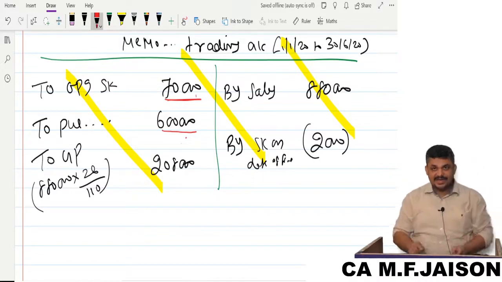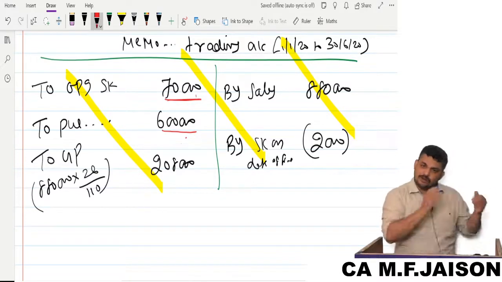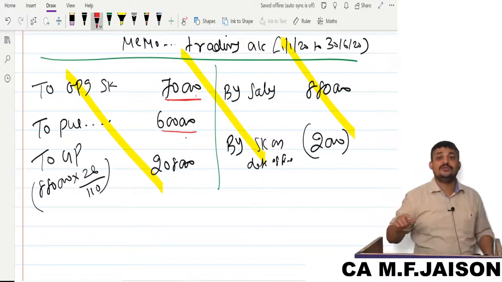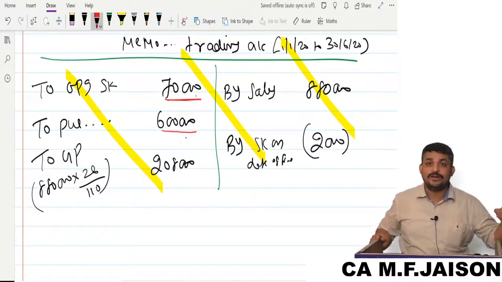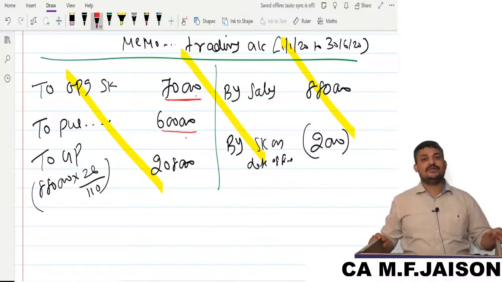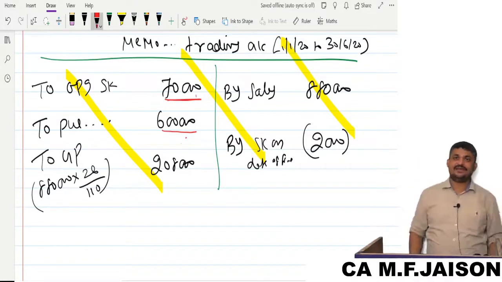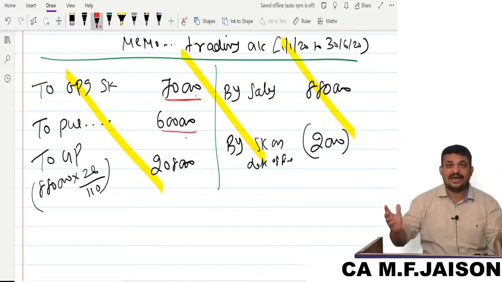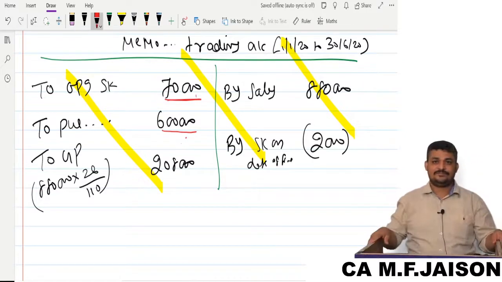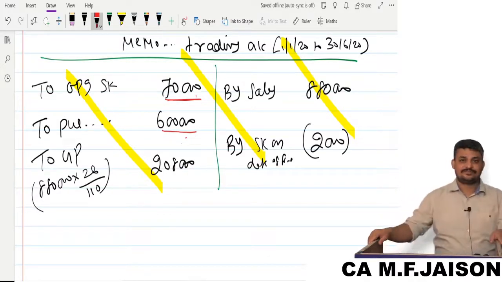So this year, which goods have I sold? Purchased goods alone? No, I have even sold opening stock. Which was purchased in which year? 2019, the previous year. So I am trying from a different angle to make you aware that there are two different margins: margin relating to sale of opening stock, and margin relating to sale of purchased goods.